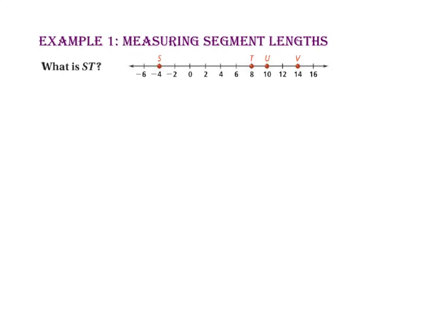In example 1, we will measure segment lengths. The question is, what is the length of segment ST? Here is segment ST. It starts at point S and ends at point T. Since the coordinate of point S is -4 and the coordinate of point T is 8, we will take the absolute value of the difference of these two coordinates to find the length of segment ST.